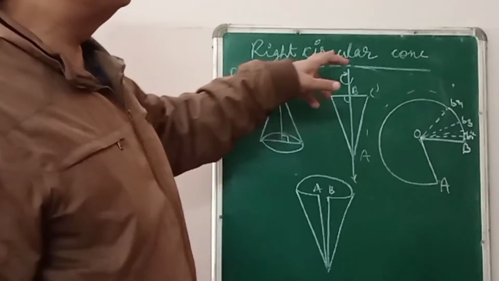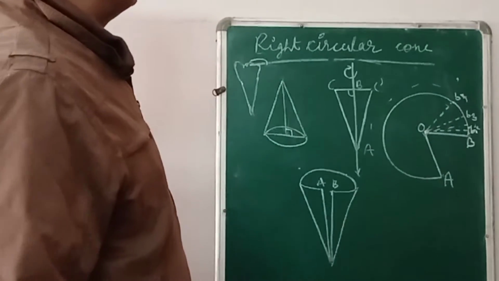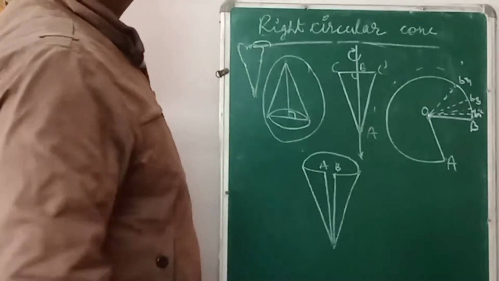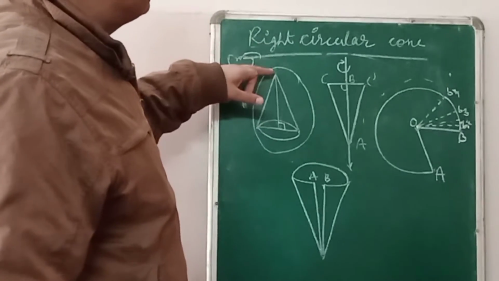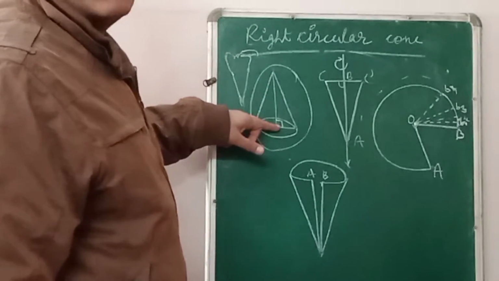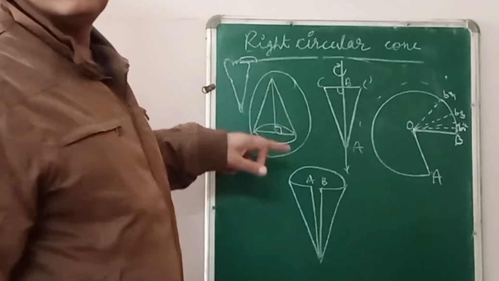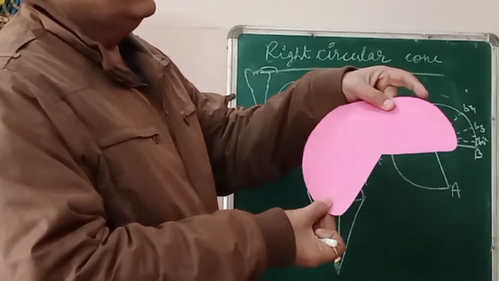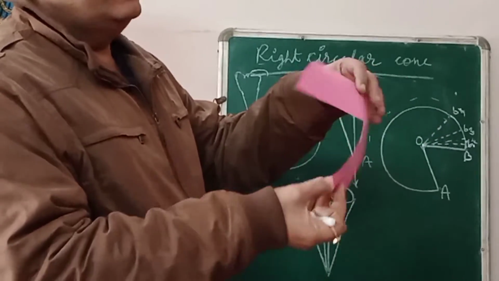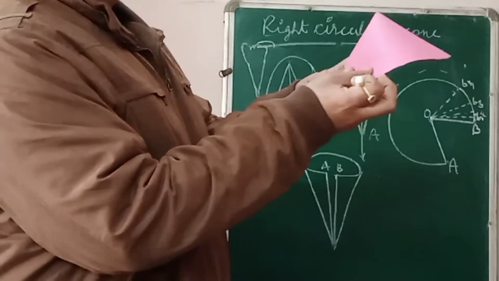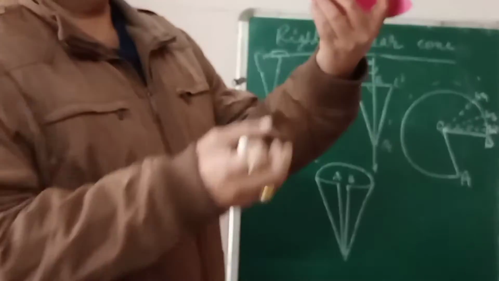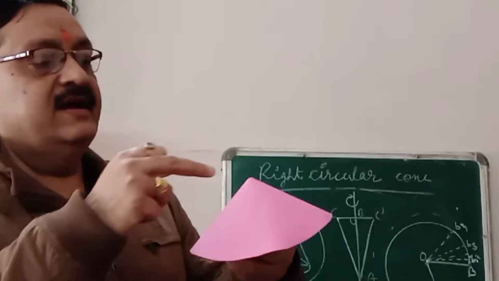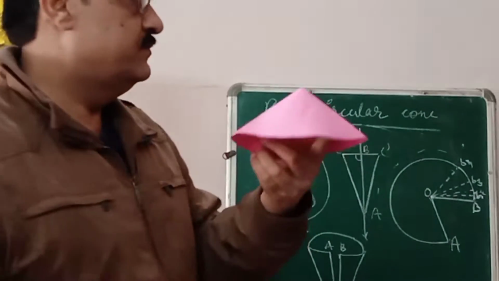And we will be studying only the right circular cone. So we are interested in this figure where the line drawn from the vertex to the base is perpendicular and the base is circular. This is a truncated circle, and when I join the ends, I get a structure where the base is circular, and this is the structure of a cone.